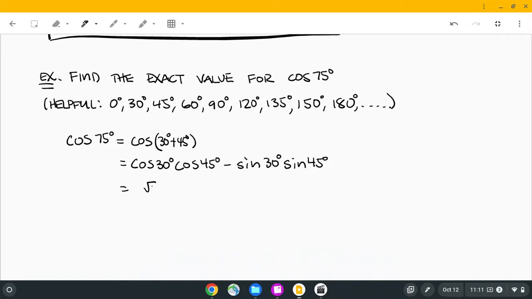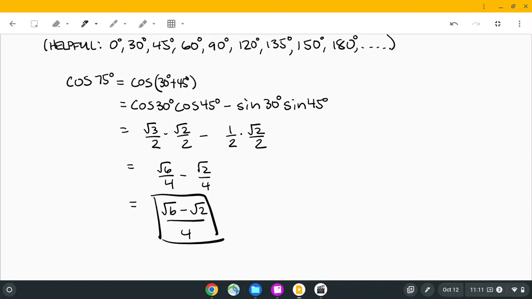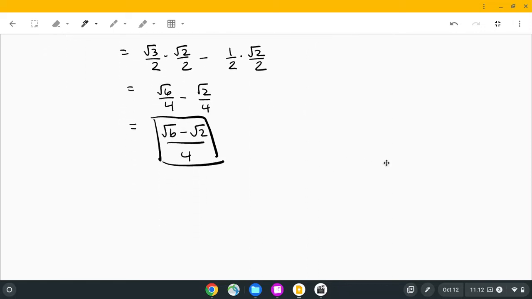We have these memorized, so we can find the exact value of each of these. Cosine 30 is square root 3 over 2. Cosine 45 is square root 2 over 2. Sine of 30 is 1/2. And sine of 45 is square root 2 over 2. When we multiply this out, we get square root 6 over 4 minus square root 2 over 4. They have a common denominator, so I can go ahead and combine these, but not really because they are not like terms. So this would be your final answer. Okay, let's try another one.